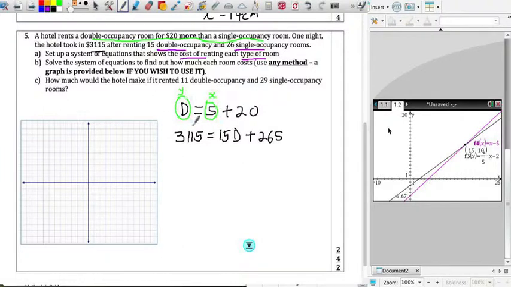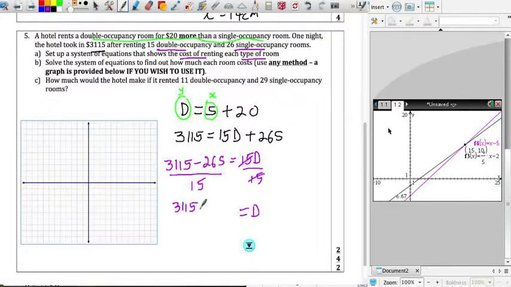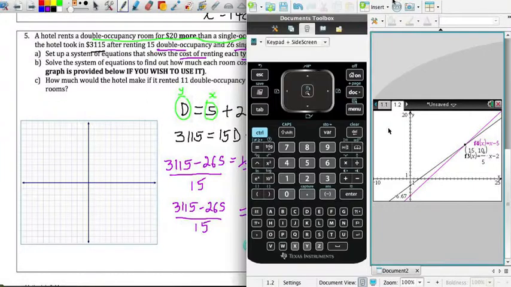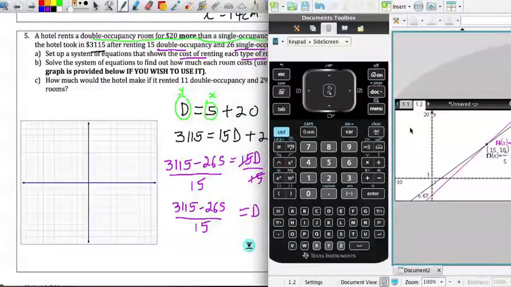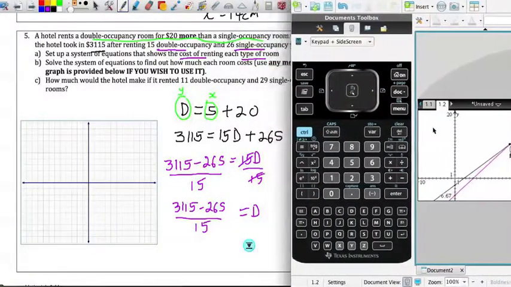So I'm going to do a quick rearrange over here, and so I need to get D by itself. So I have 15D is going to equal 3,115 less 26S, and then I need to divide through by 15 in order to get D equals 3,115 less 26S all over 15. And those are my two equations. I'm now going to go ahead and enter those on my calculator.